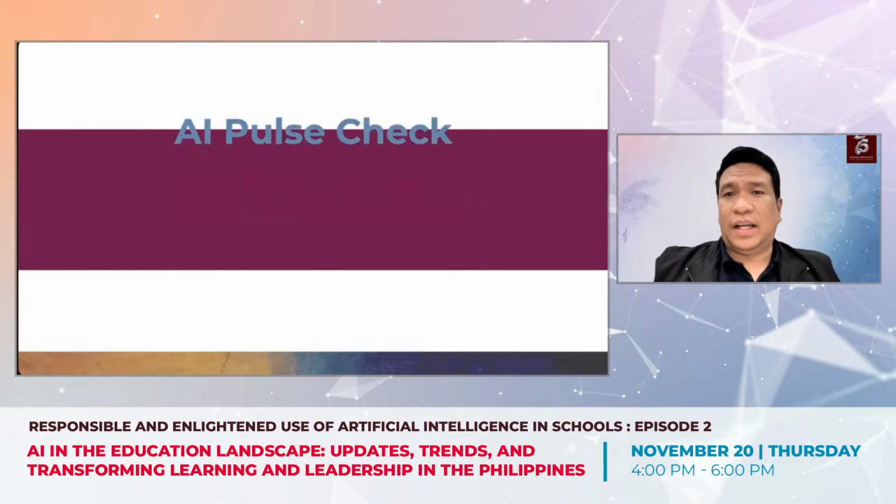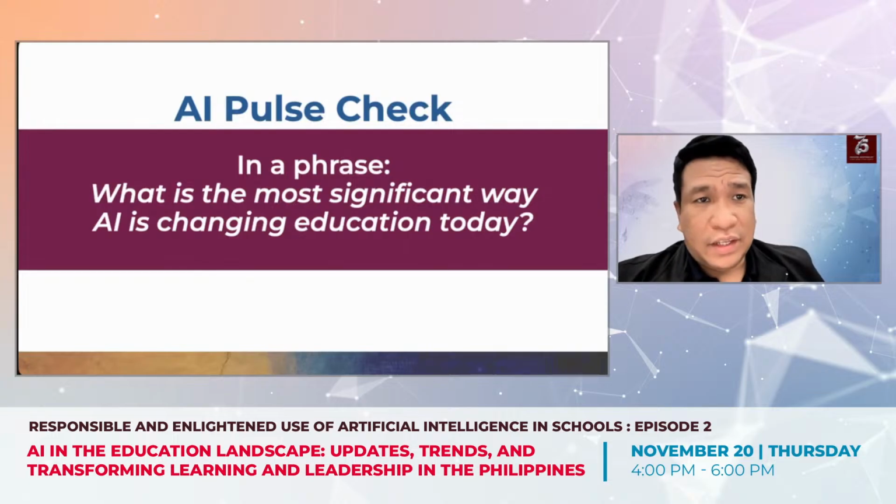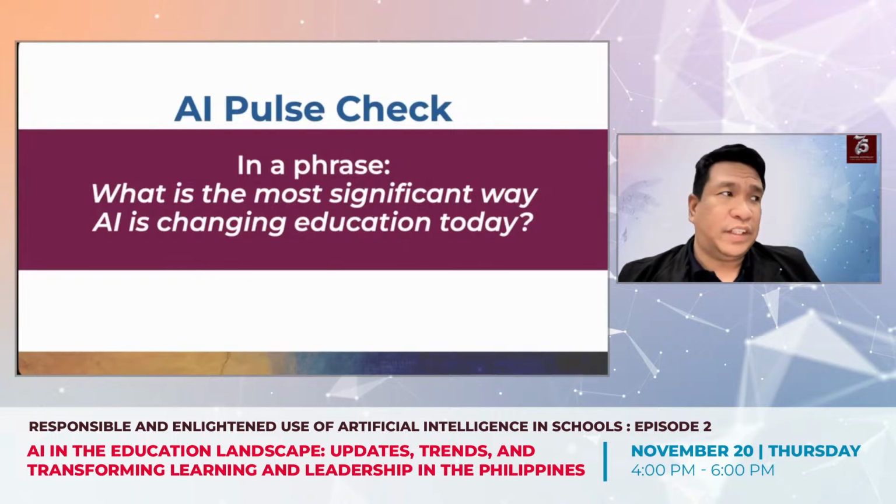Let's do a pulse check. In a phrase, what is the most significant way AI is changing education today? Maybe in a phrase or a word, try to share your thoughts. There's no right or wrong answer to this question. In a phrase, what is the most significant way AI is changing education today?